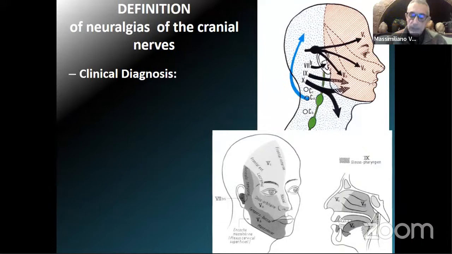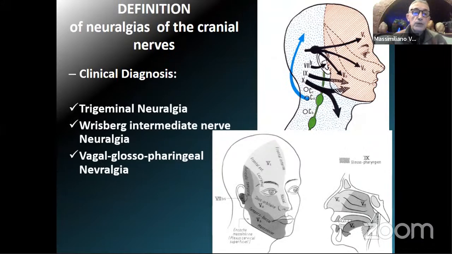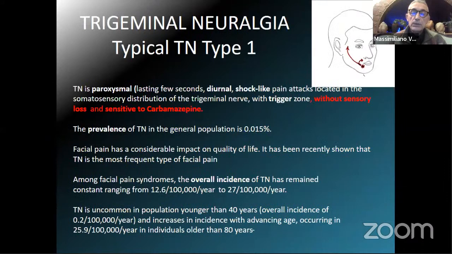As we all know, cranial neuralgia is a complex and quite difficult concept to understand, including trigeminal neuralgia, Risberg neuralgia, vagal, glossopharyngeal and occipital neuralgia, all different in pathophysiology but sometimes similar in clinical presentation. Typical trigeminal neuralgia is associated with a trigger point, paroxysmal pain, sensitivity to carbamazepine, and absence of hypoesthesia.